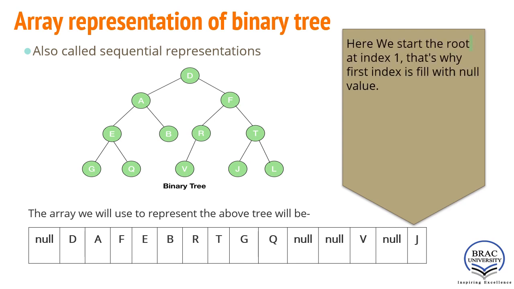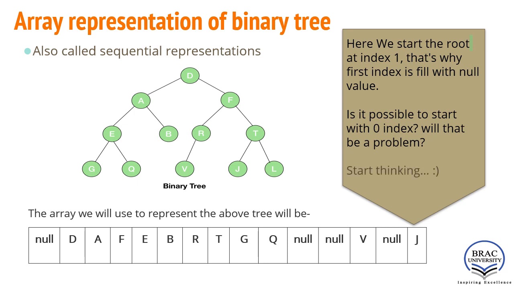So here we start the root at index 1. Be careful. For this representation, we start the root at index 1. That's why we set up null value for the index 0. Now my question is, is it possible to start with 0 index? If so, will that be a problem? Start thinking.